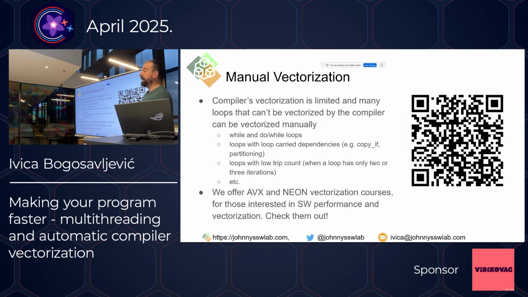So when it comes to automatic compiler vectorization, there is a limit to it. Not all loops are vectorizable. Some loops, for example this copy-if loop, which has loop carry dependencies, cannot be vectorized. Some loops with low trip counts cannot be vectorized. Many loops actually can be vectorized with tricks, but you cannot use compiler automatic vectorization. You need to use vectorization intrinsics. AVX has them, Neon has them.